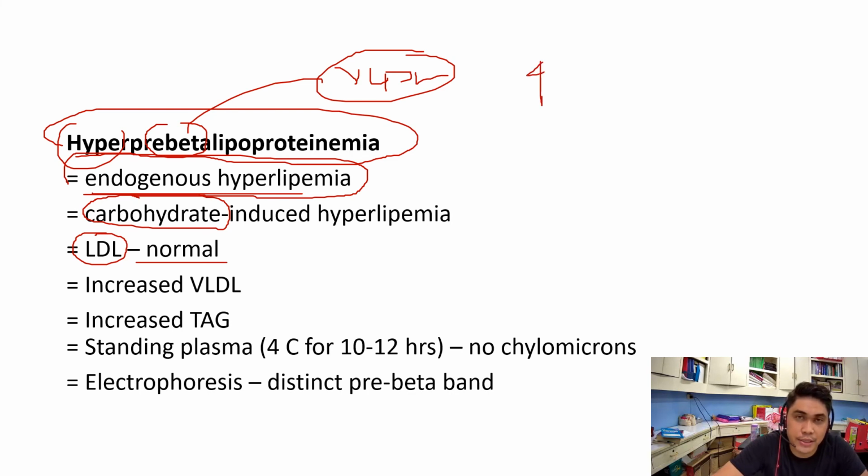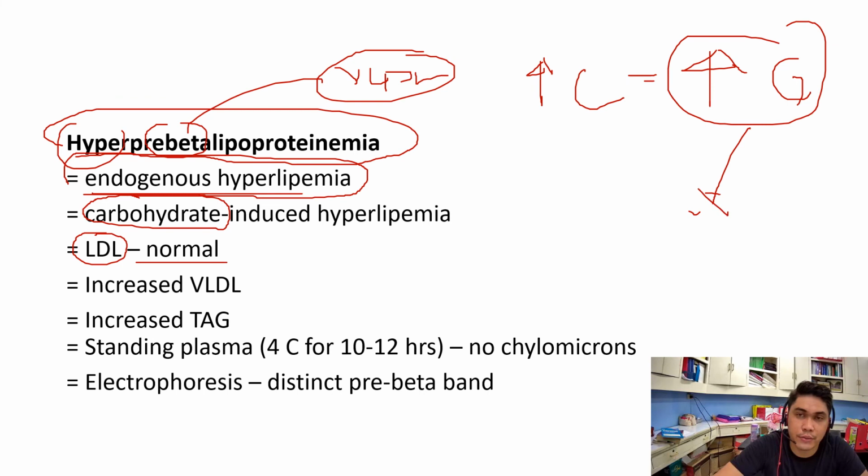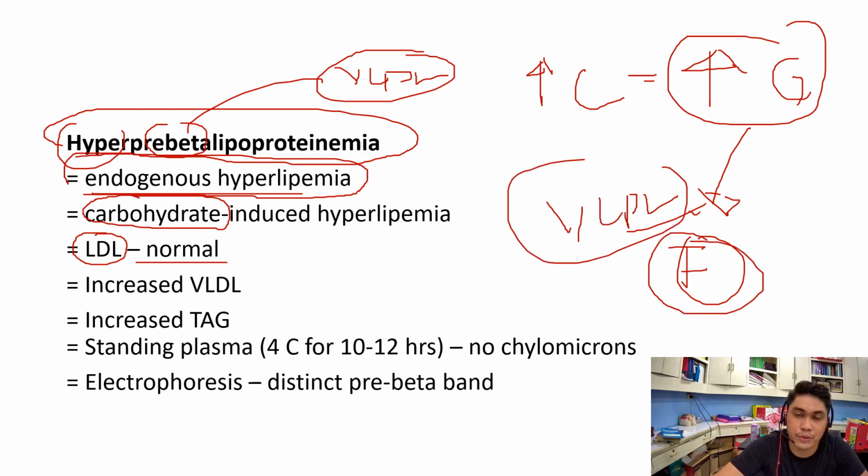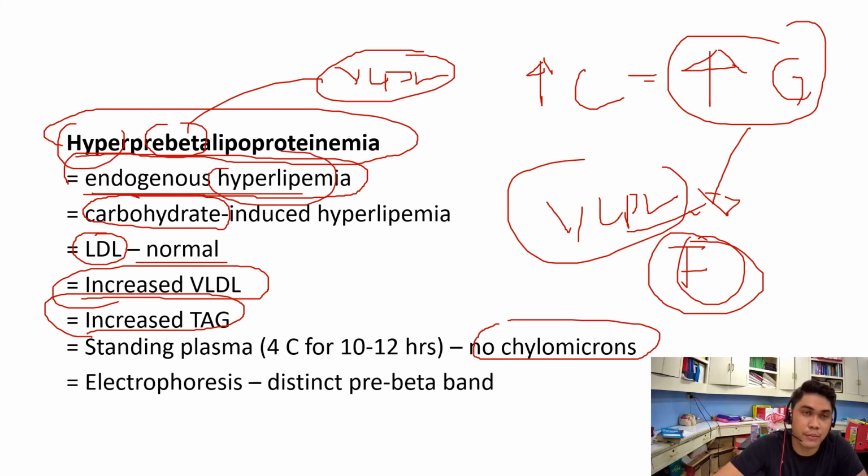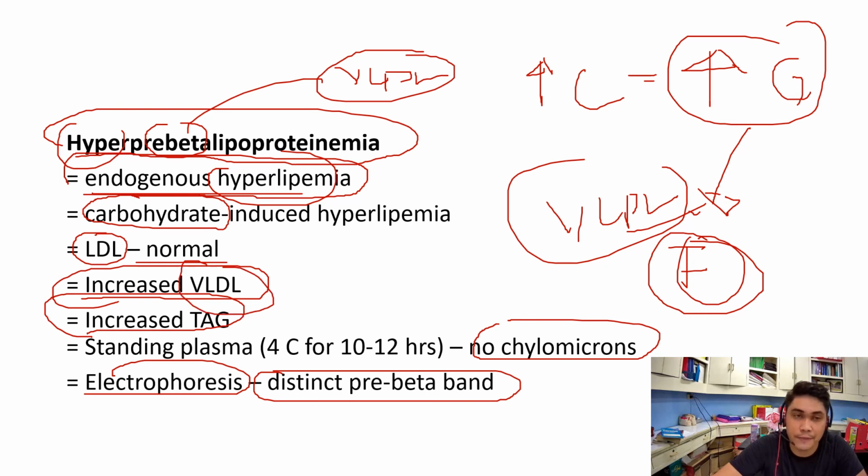So for this one, you have increased intake of carbs, meaning you have excess glucose. That excess glucose will be converted to fat, or there is increased formation of your VLDL that carries or transports endogenous triglyceride. So that is for hyper pre-beta lipoproteinemia. It's usually caused by lifestyle. So there's an increase in VLDL, and since there's an increase in VLDL, there's also an increase in triglyceride. But in this situation, the specimen usually does not contain chylomicrons. The reason why it's lipemic is due to the VLDL, not chylomicrons. And for electrophoresis, there is a distinct pre-beta band, meaning increased concentration in the pre-beta region because of the increase in VLDL. So that's for hyper pre-beta lipoproteinemia, or type 4 lipidemia.